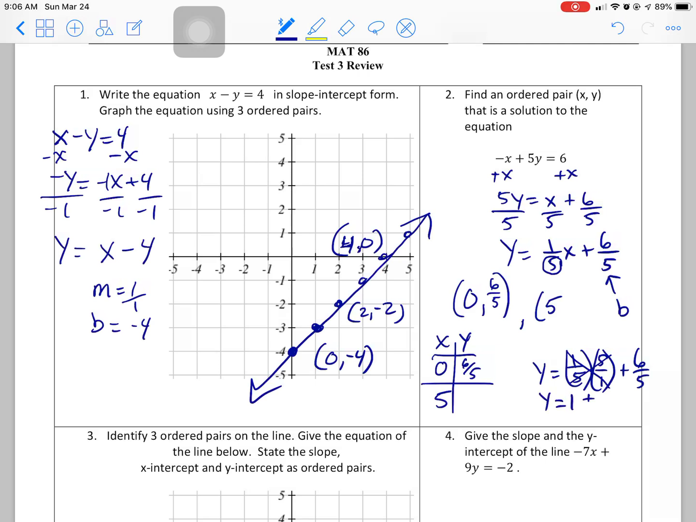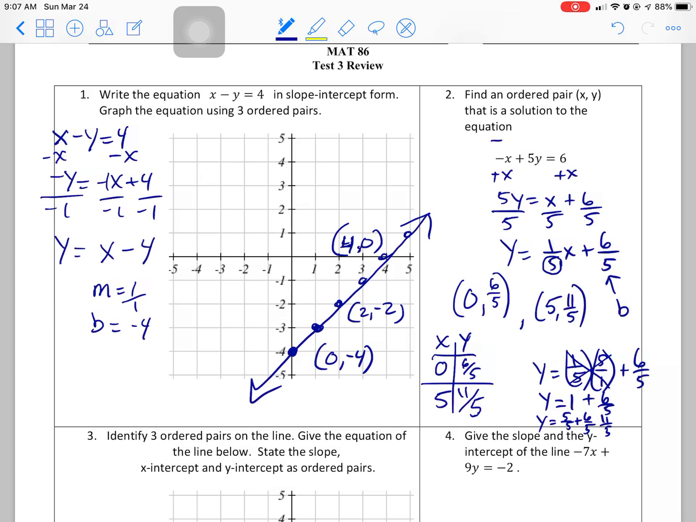Sorry. How do you add 1 to that? That would be 5 over 5 plus 6 over 5 equals 11 over 5. That's awful. 11 over 5. All right, what's another way to do that? Another way is kind of a guess and check way, which means put something in for x and see if you can get a whole number. Well, I mean, I've got two answers, but let's see. This would be (5, 11/5).